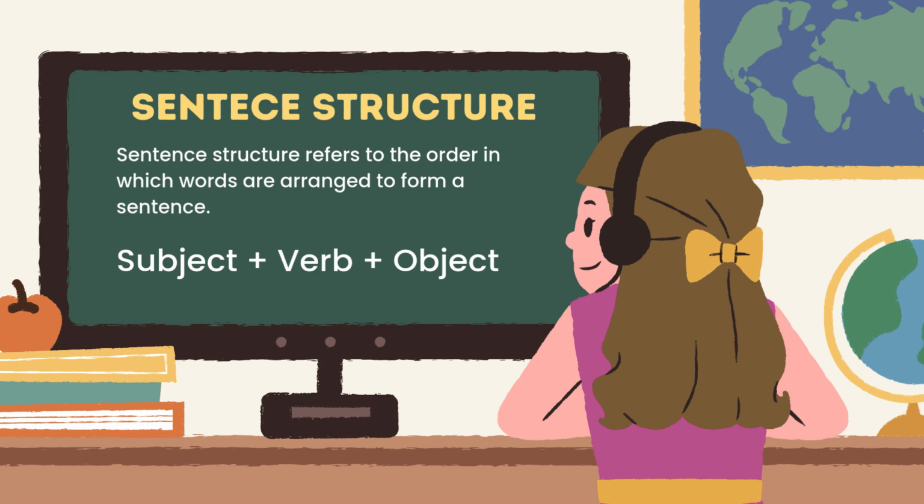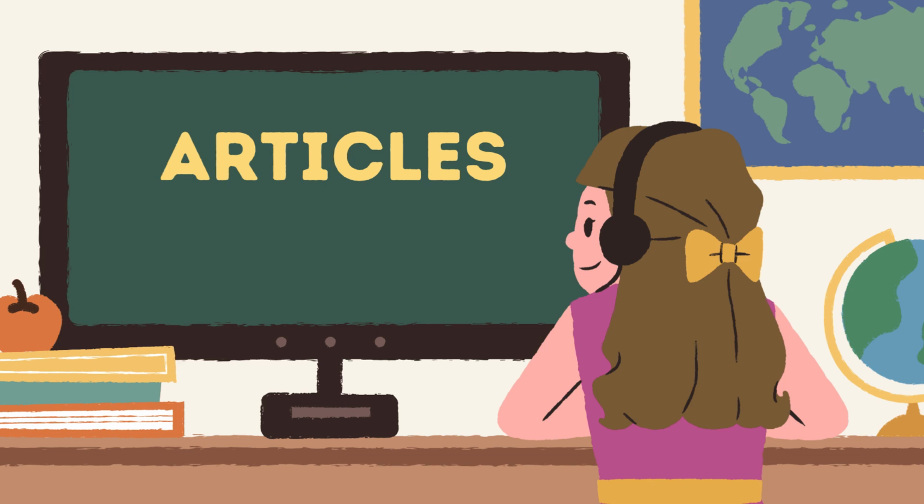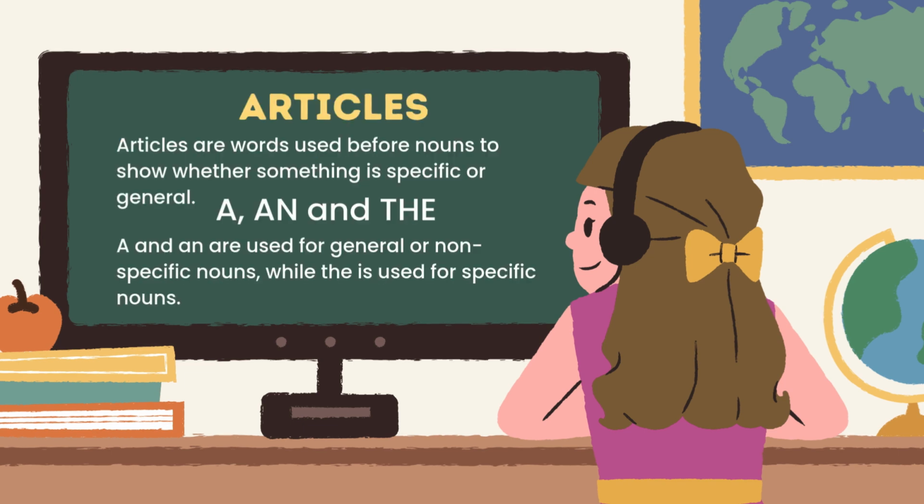Then comes the fourth part of English grammar, which is articles. Articles are a, an, and the. Articles are the words used before nouns to show whether something is specific or general. A and an are used for general or non-specific nouns, while the is used for specific nouns.